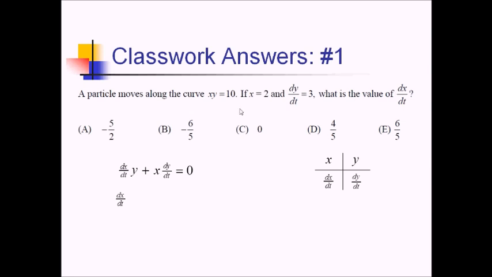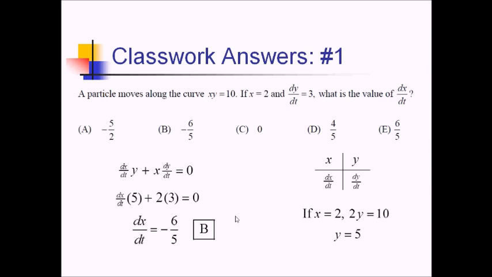Now for y, they didn't actually tell us the value of y, but we know that x times y equals 10, and they're telling us that x equals 2 at the instant in time where we're trying to calculate these things. So if x equals 2, we can write 2y equals 10, which means y equals 5. So we got 5 over here, plus x they told us was 2, and dy over dt they told us was 3. All that equals 0. So we've got 6. Subtracting that from both sides and dividing by 5, we've got negative 6 over 5, which gives us answer choice B.